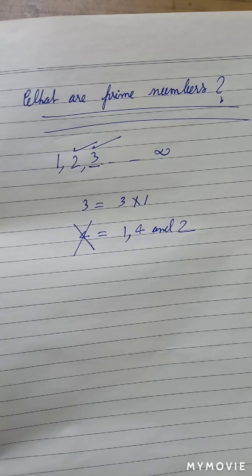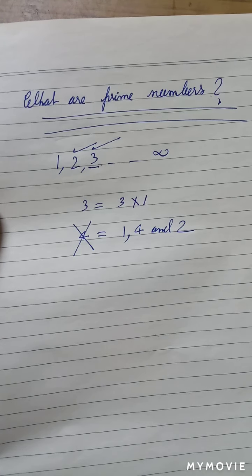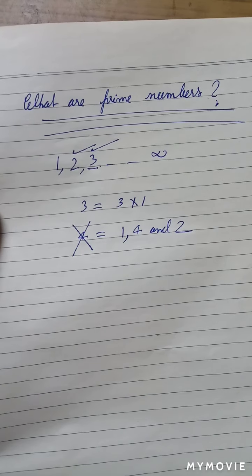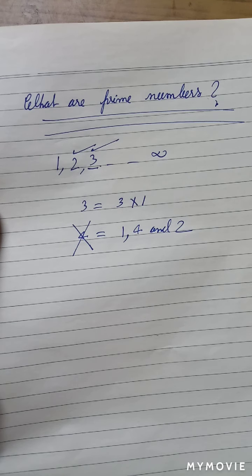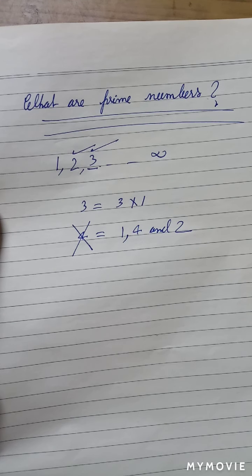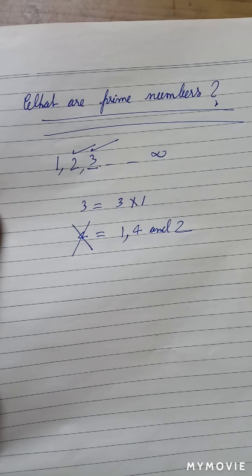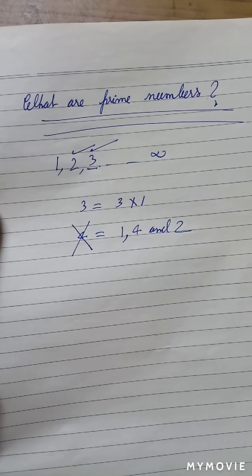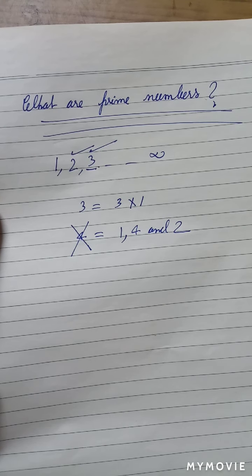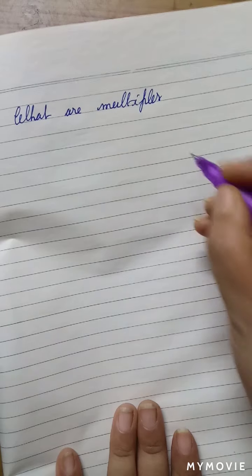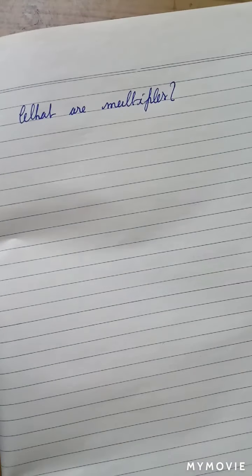And all the numbers that are not prime are called composite numbers. In case of 1, it is neither a prime number nor a composite number, because 1 has only one factor and composite numbers are numbers which have more than two factors. So 1 does not fall in the definition of prime number, nor does it fall in the definition of composite numbers. Now let us understand what are multiples of a number.